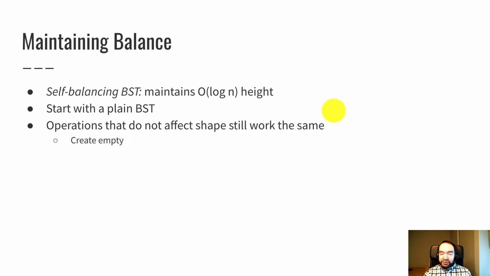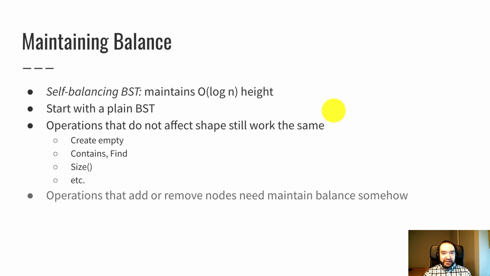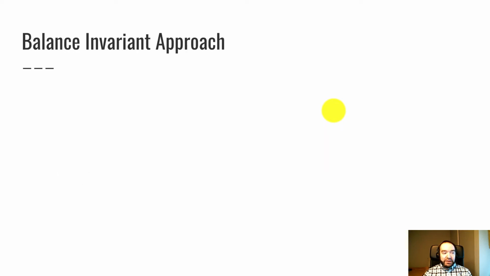Creating an empty tree works pretty much the same way. You just create an empty tree with no nodes. And the size operation just returns the size of the tree, and so on. The ones that don't have to deal with changing the shape of the tree, or where the nodes are located, are exactly the same as plain binary search trees. The ones that are different are the operations that add or remove nodes. Those need to somehow maintain balance. So that would be the insert operation and the erase operation. We need to redesign those a little bit so that they do not create these very imbalanced trees.